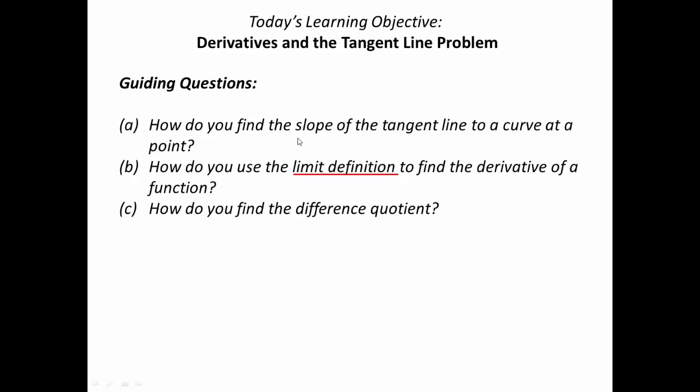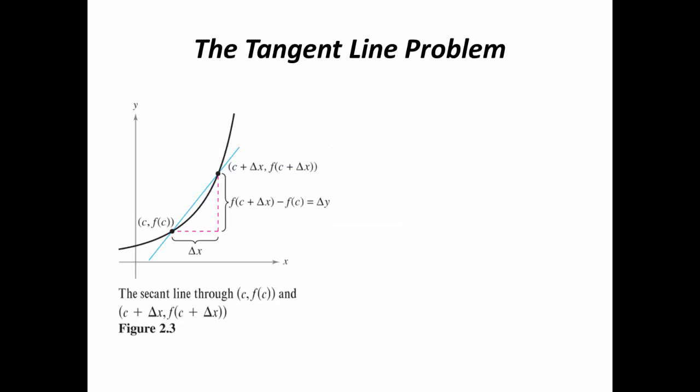How do you find the slope of the tangent line to a curve at a point? How do you use the limit definition to find the derivative of a function? And how do you find the difference quotient? Okay, so here's the tangent line problem. A line that goes through a graph at two places is called a secant line.